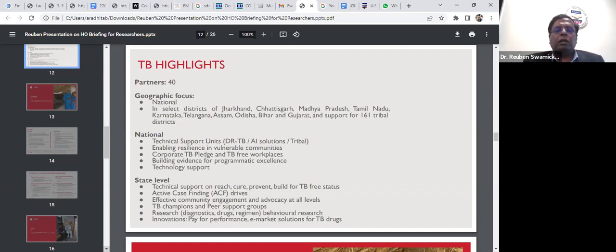In research, which may be of interest for you all, is mainly operational research, behavioral research as well, but operational research because the government is always looking for evidence so that they use that evidence to operationalize activities. So as opposed to basic research, we do a lot of operational research.